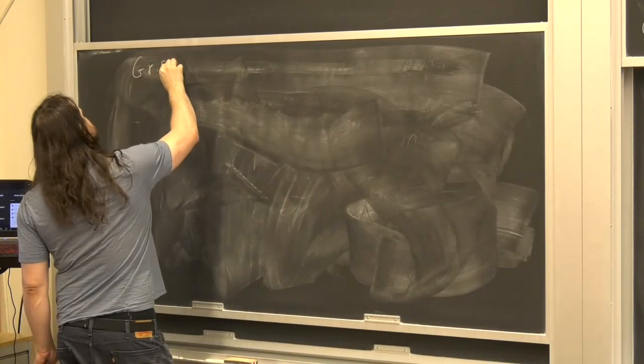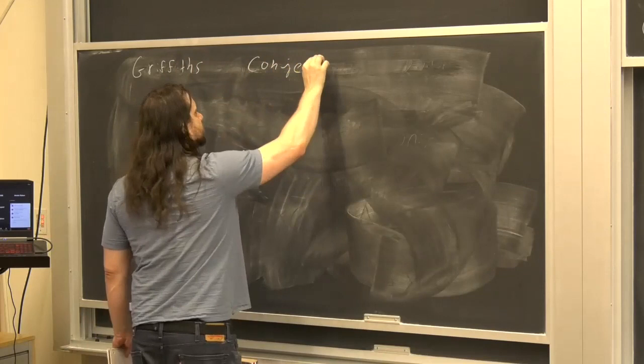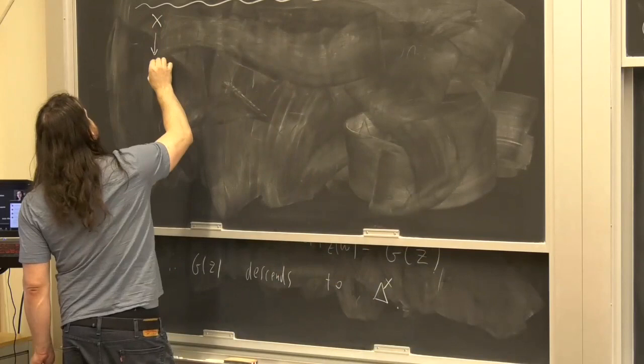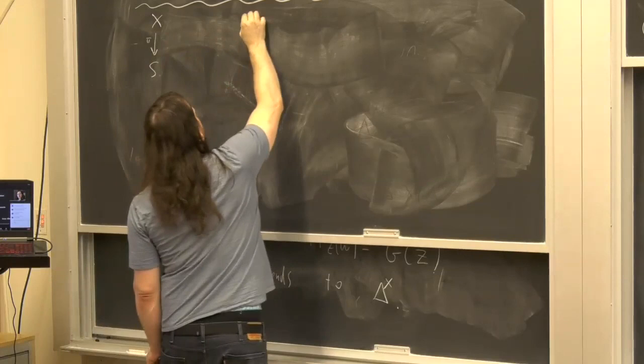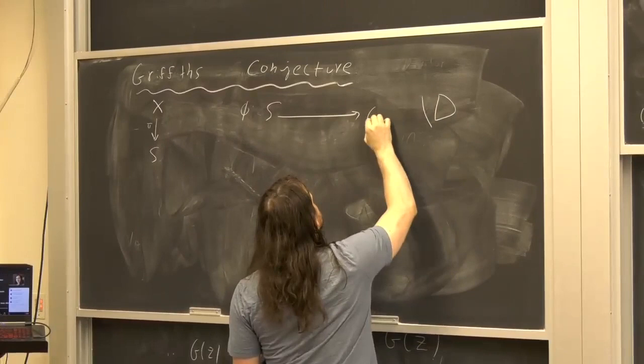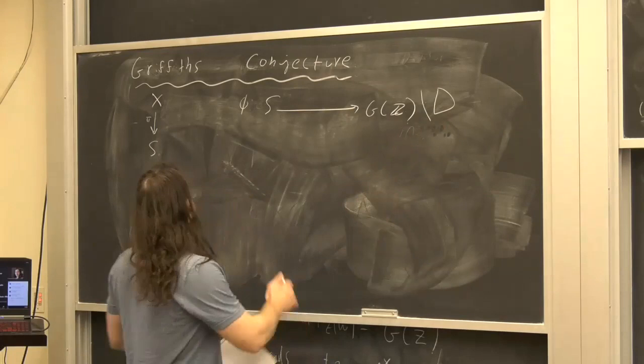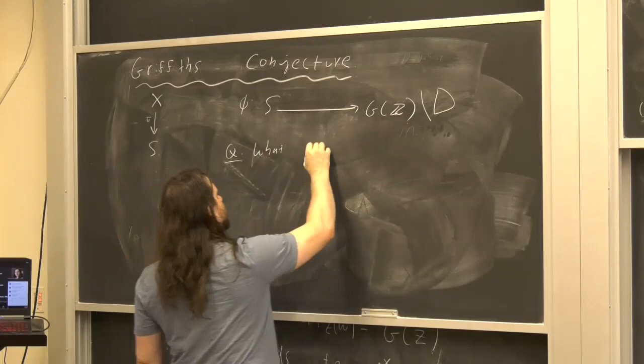Follow the Griffiths conjecture. So what this says is the following. Suppose we have this kind of family we talked about before. We get a map from S to D mod GZ. And the question basically is, what does the image of phi of S inside here look like?